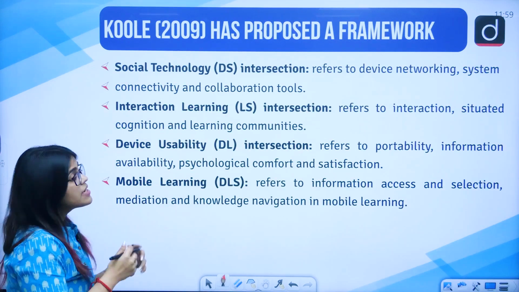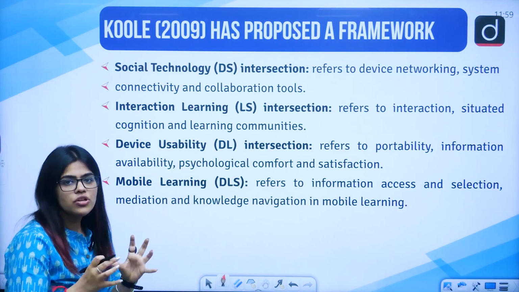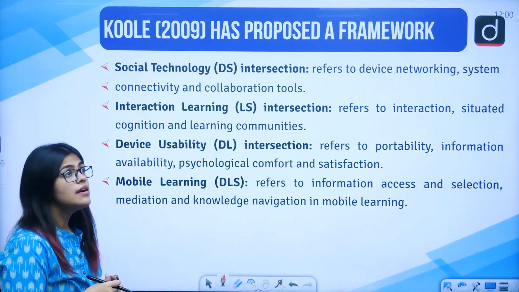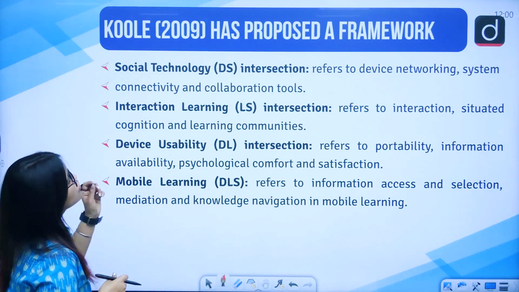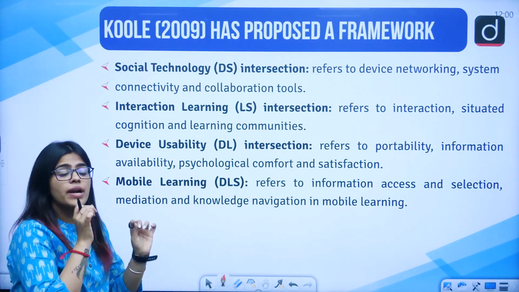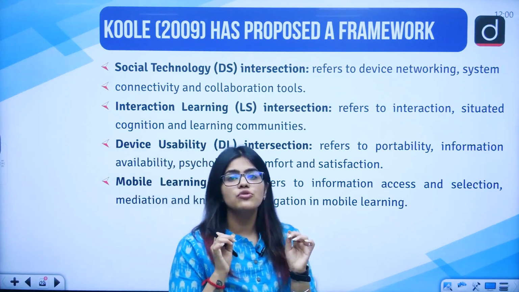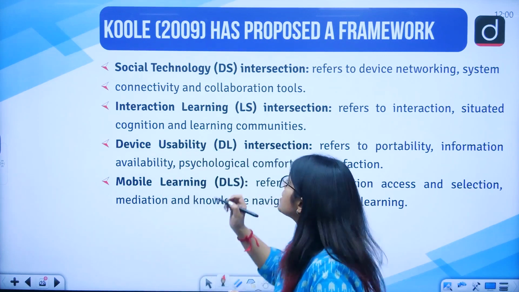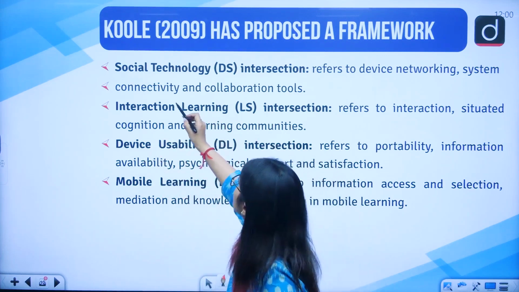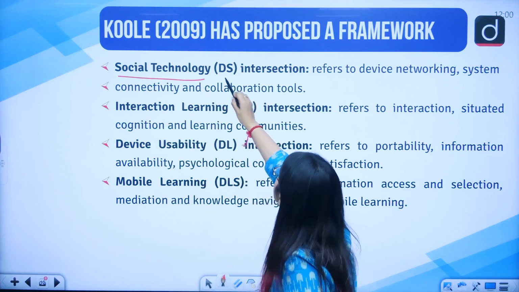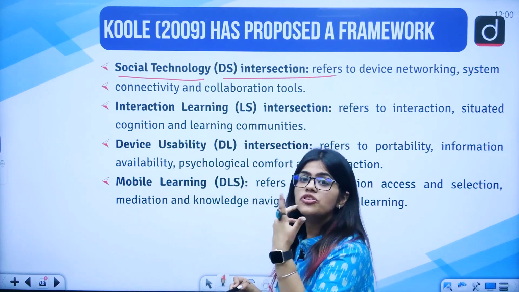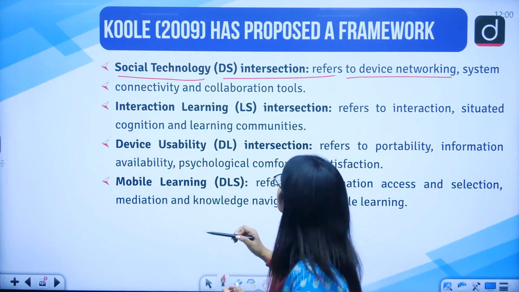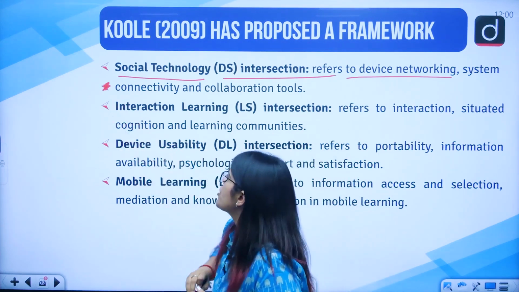Then comes the division, because you are using technology. He said there are other factors that should also be considered. These factors are the social technology intersection. Because you are using the internet and technologies, there will be an interaction between the society and the networking or the technology that you are using. It refers to the device networking, system connectivity, and the collaborations.